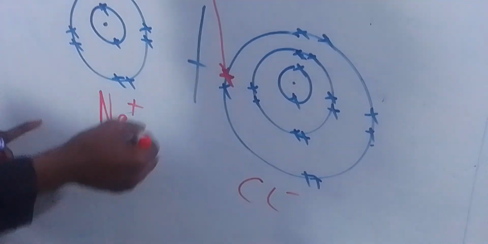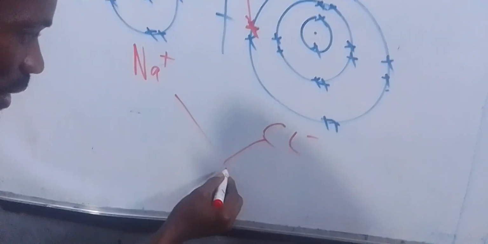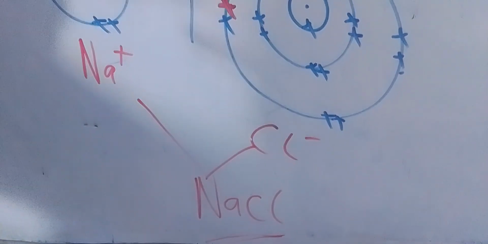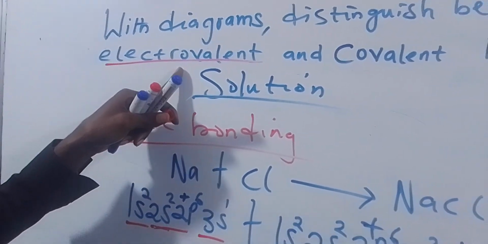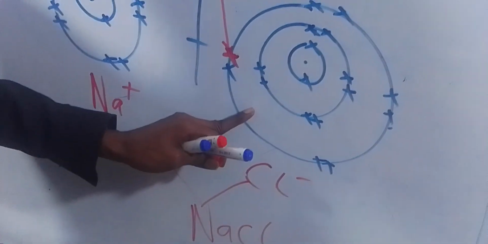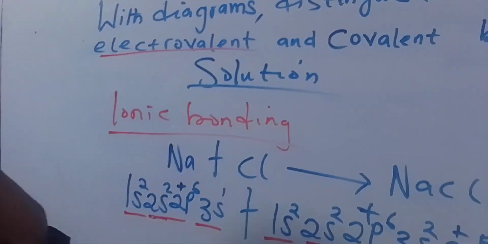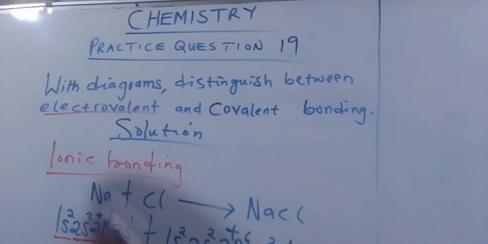So you see that unlike charges will now attract. When these unlike charges attract, it forms NaCl, sodium chloride. So you can see that in the formation of sodium chloride, a typical example of an electrovalent compound, there was actually a transfer of electron from one atom and a recipient of an electron from another atom. So we should understand that in electrovalent bonding, there is a principle of donation and recipient. One donates, the other one receives.